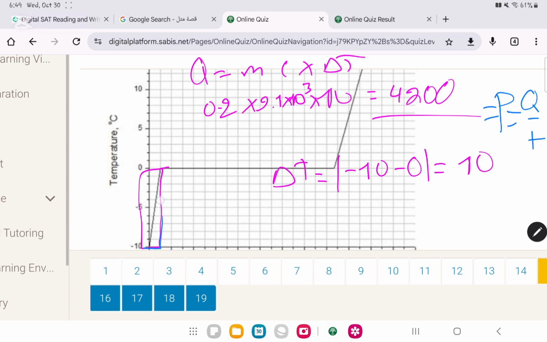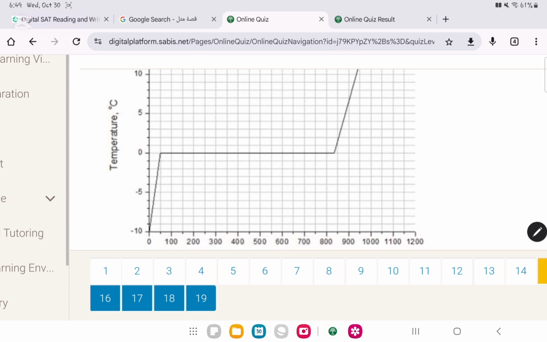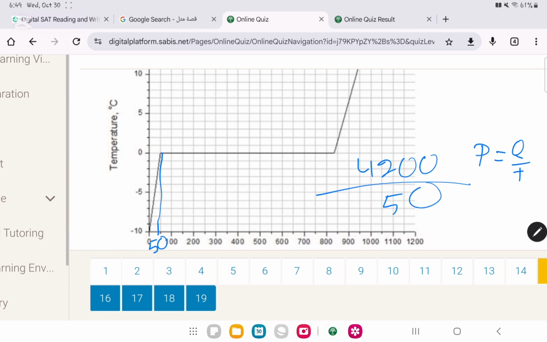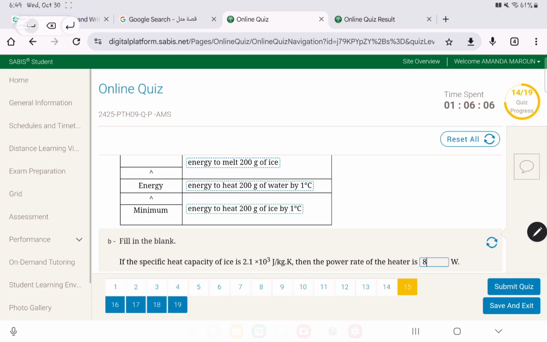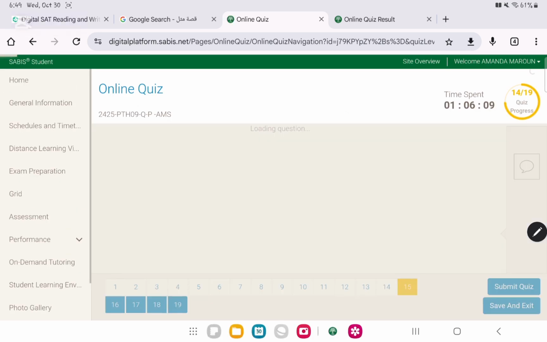So let's find the time. Remember, 4,200? Here it is 50 seconds. So the power is equal to Q over T. Our Q was 4,200, then divided by the time, which is 50 seconds. And then we're going to get 84. So our answer over here is 84 watts.